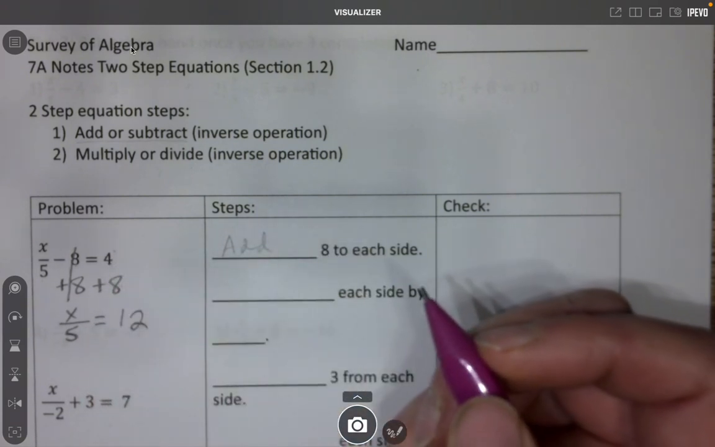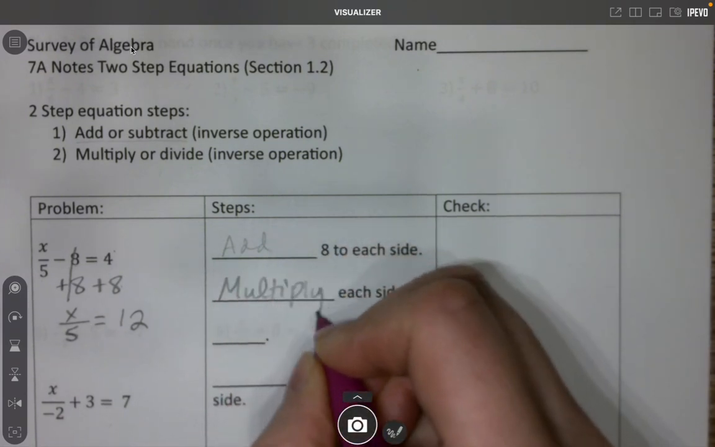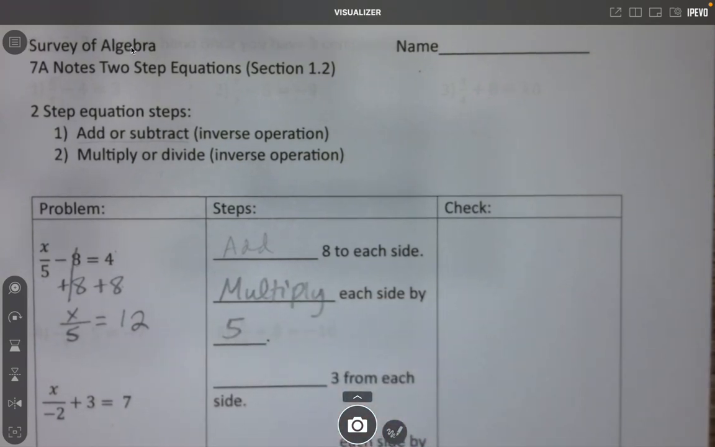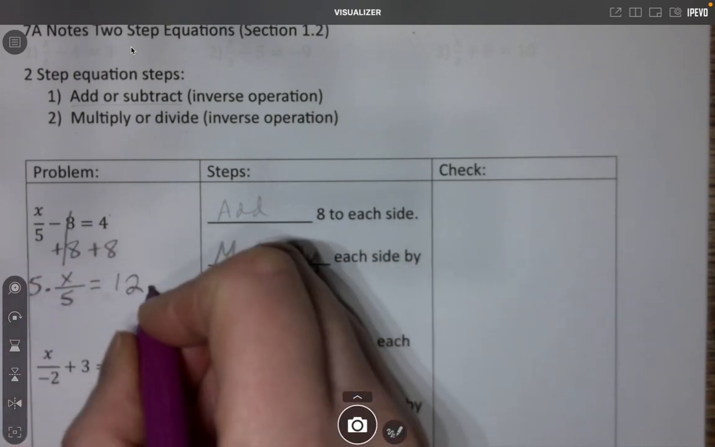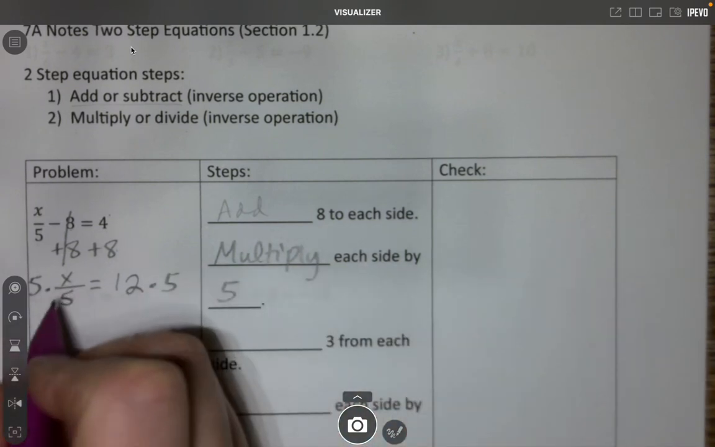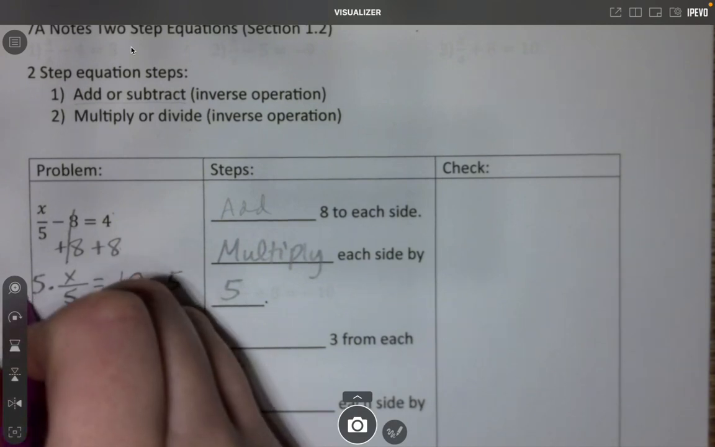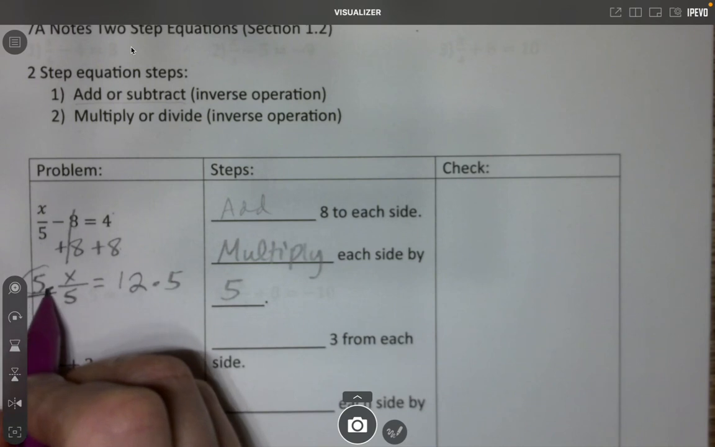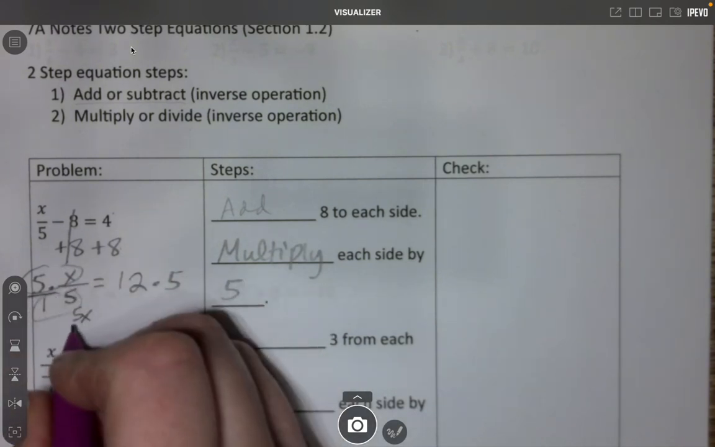So now that I have x being divided by 5, I need to multiply each side by 5. If I have division, my inverse operation is multiplication. And I would show that by writing 5 and times in front, and then a times 5 at the end. I think that this division multiplication step is still tricky for a lot of people. One thing that might help is to put the 5 over 1 and then think about how I'm multiplying straight across. So we're doing 5 times x and 1 times 5.